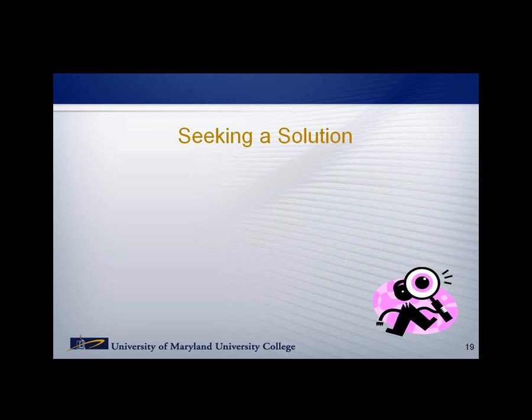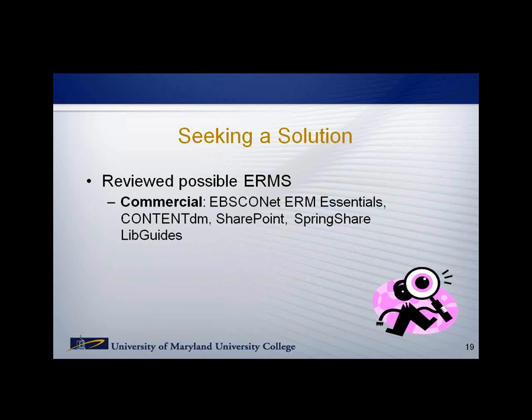So how do we find the solution? We started the process by reviewing both commercial and open source ERMS. Commercial ERMS under review included EBSCOnet ERM Essentials, Content DM, SharePoint, SpringShare LibGuides. Some of you are probably familiar with EBSCOnet ERM Essentials, an electronic resources management tool developed by one of the biggest aggregator resource vendor. We included the other three because we already have them in place and would like to explore the possibility of expanding the usage for electronic resources management.